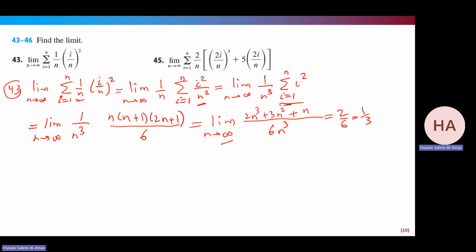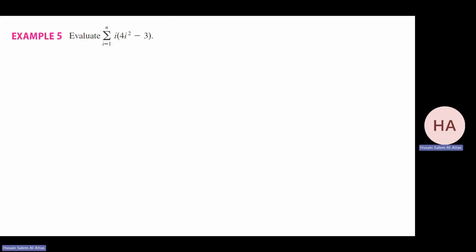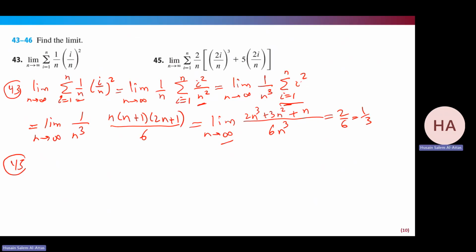Okay, now let me do the second one, 45. That will be summation, i equal 1 to n. 2 over n, I can take it out, doesn't depend on i. Inside, I have what? 8i cubed over n cubed plus 5 plus 10i over n. So that gives me what? 2 over n.